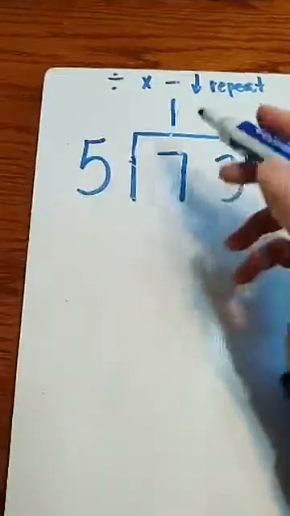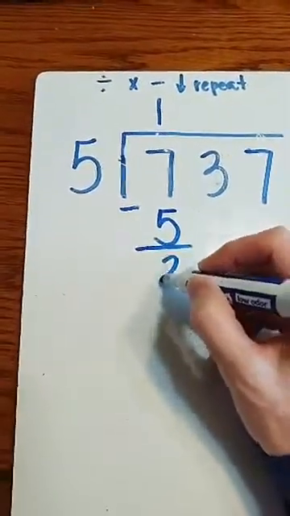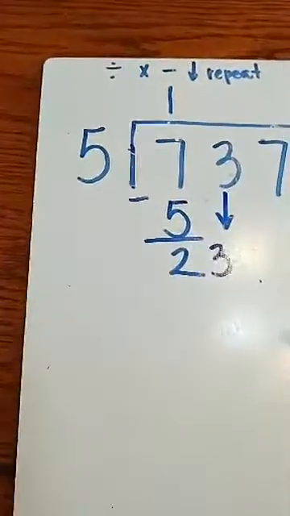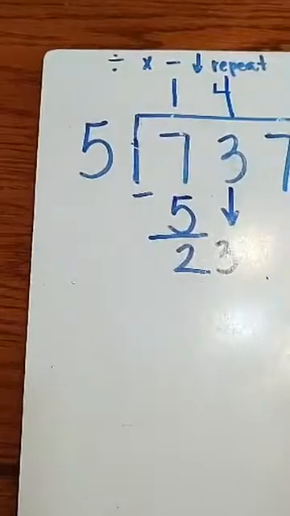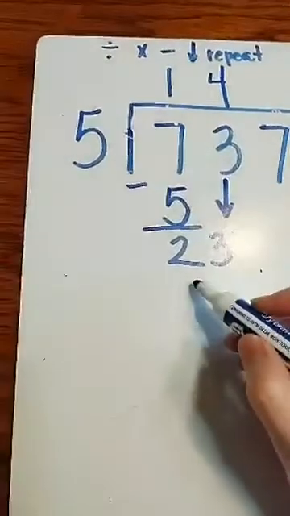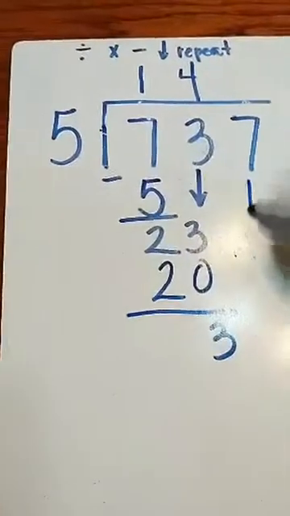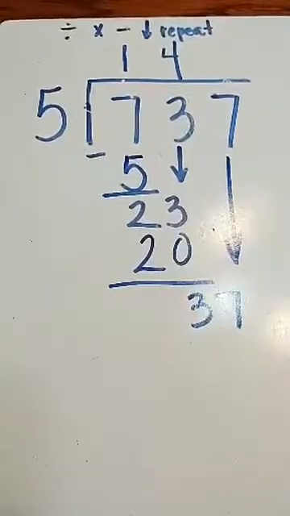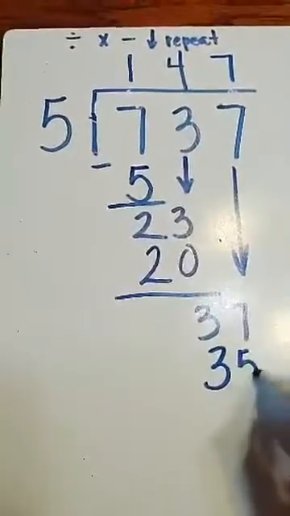So, I divided 5 times 1. You're right, it's 5. Subtract. 2, bring down. How many times is 5 going into 23? You got it, 4 times, and I write it right over my 3 because that's the last number I'm using. 5 times 4, 20. Subtract. 3, bring down. How many times does 5 go into 37? You got it, 7. 7 times 5, subtract.